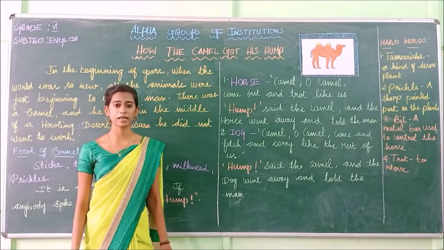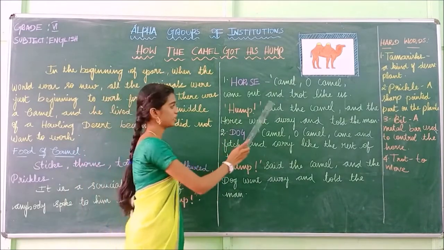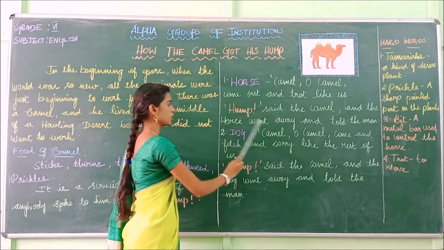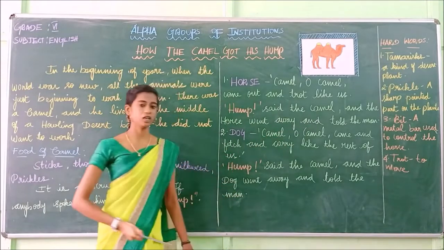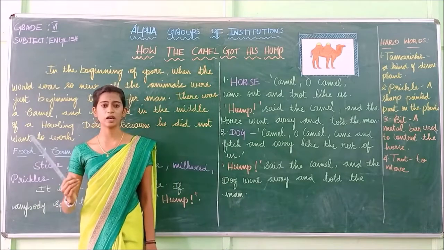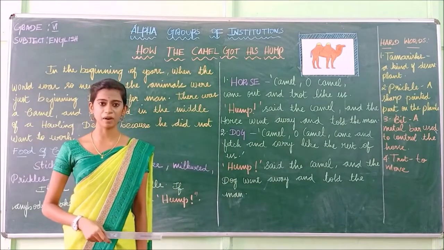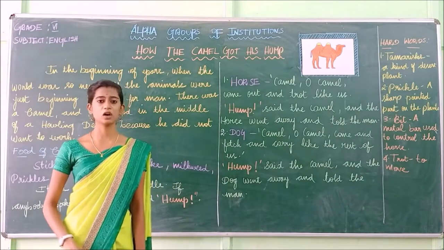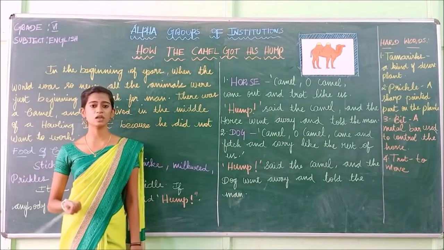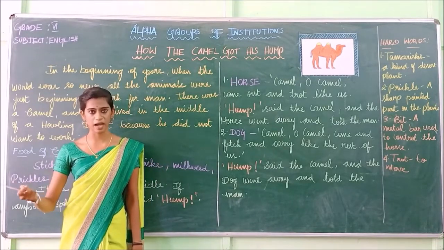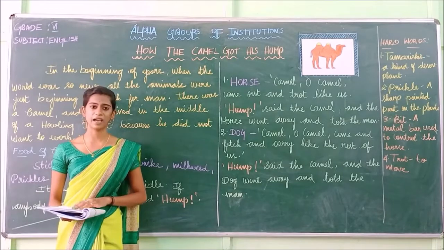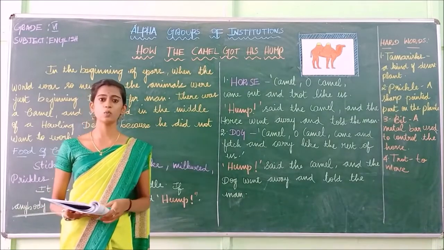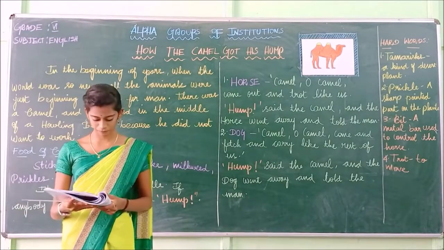So what did the camel reply? Hump, said the camel, and the horse went away and told the man. So after the horse called the camel, it replied only hump. On hearing this, what did the horse do? The horse went away to the man and said that the camel is saying only the word hump.